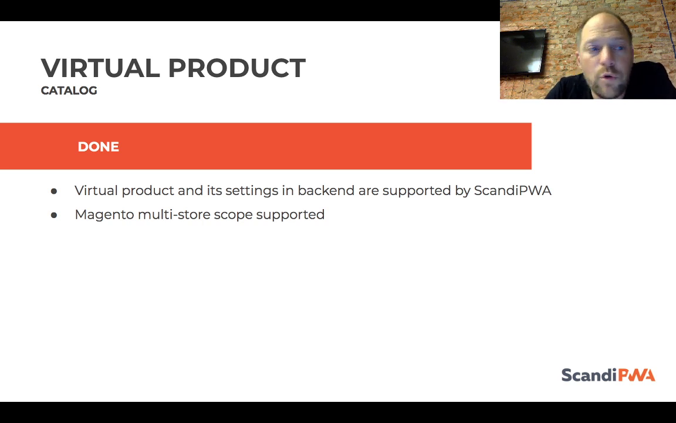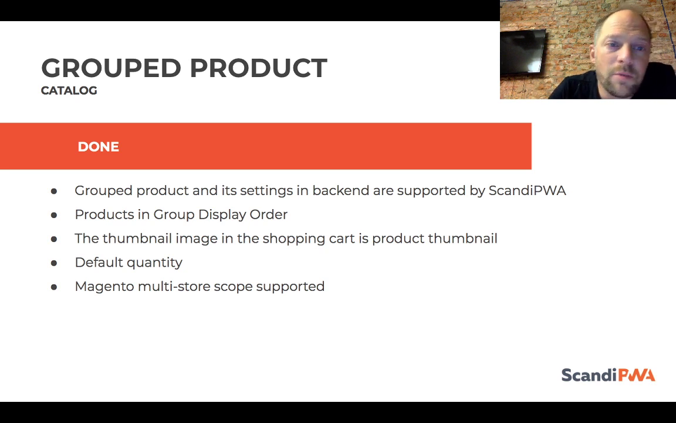So if you would buy just virtual products, then you don't need shipping. Shipping will be hidden, just like Magento does it by default. Group product is also supported, and its settings are supported. For example, you can change display order of the group and the thumbnail image.